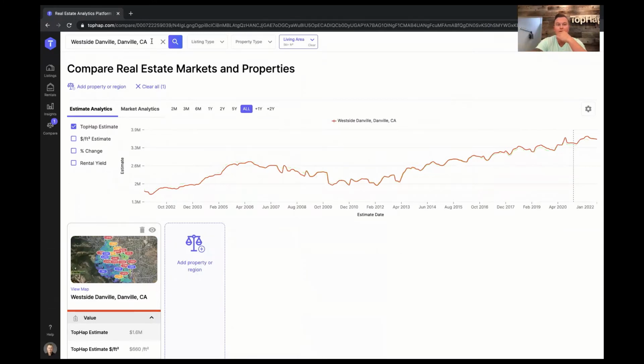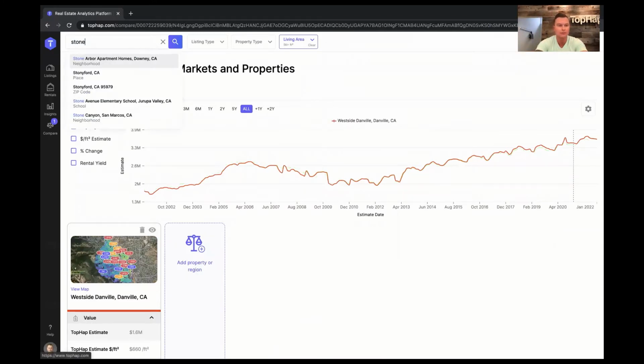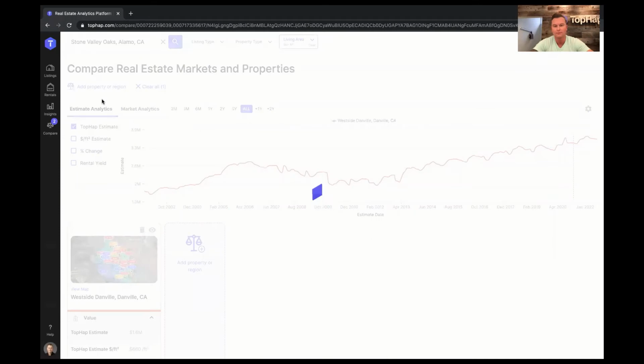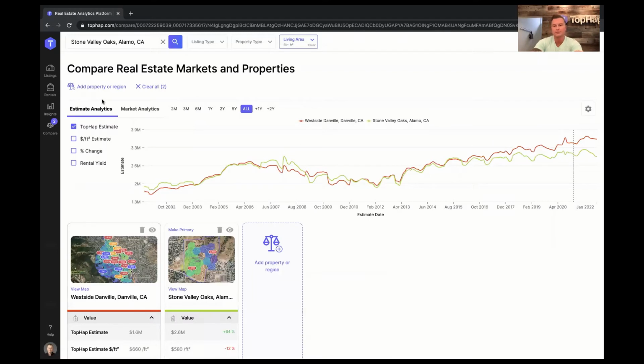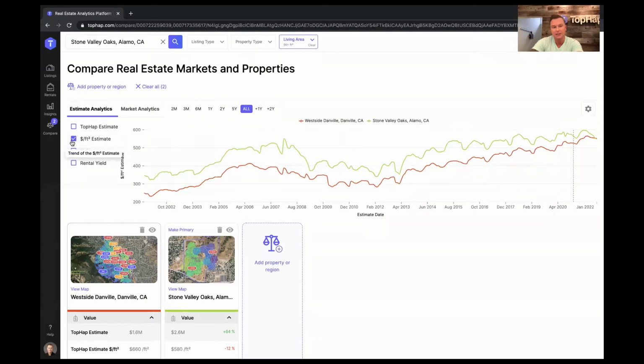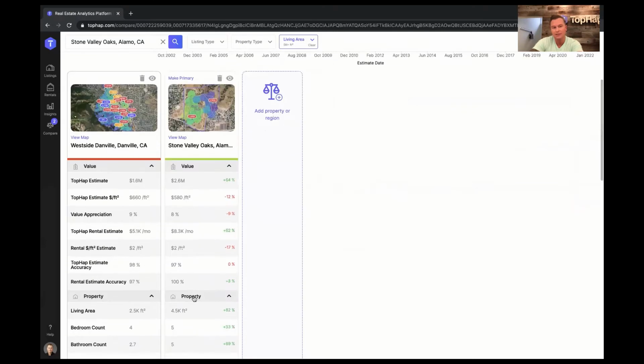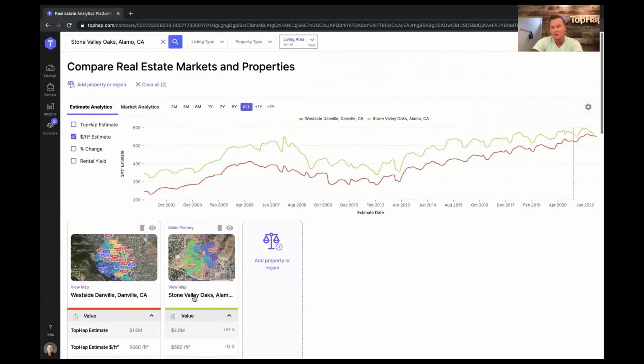Correct. So why don't we pick a neighborhood in Alamo, Stone Valley Oaks, neighboring city? Take a look at that, right? At one point, home values in Stone Valley Oaks, Alamo were higher, and now they're lower, right? Price per square foot in Stone Valley Oaks is also different than what it is right now on the west side. So again, two neighborhoods like we did, two zip codes, everything you really need to understand here. Okay, let's go back.